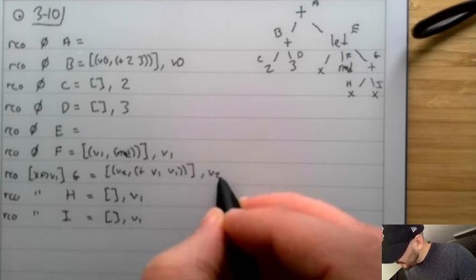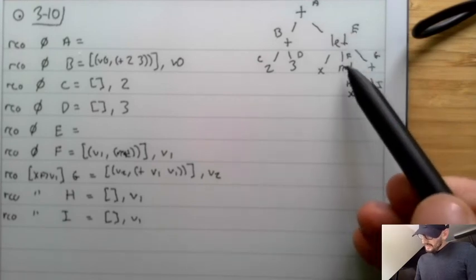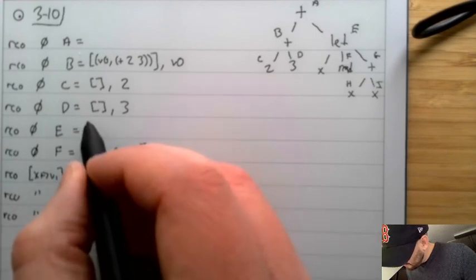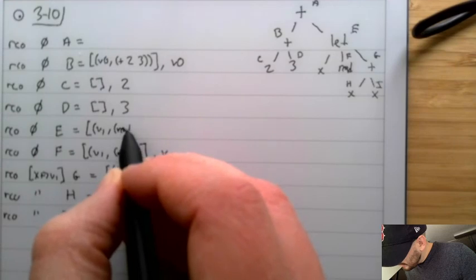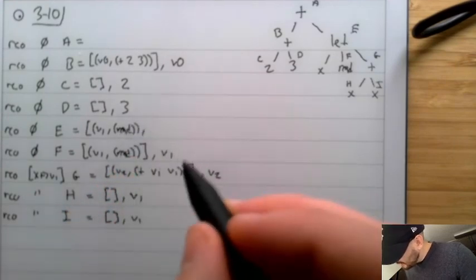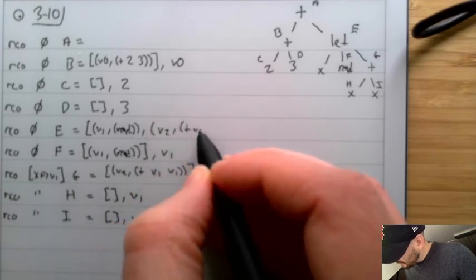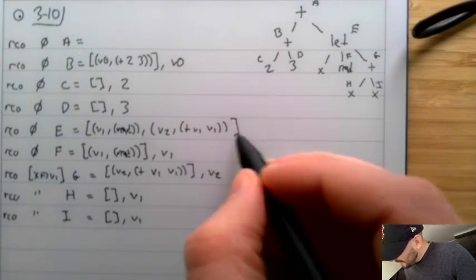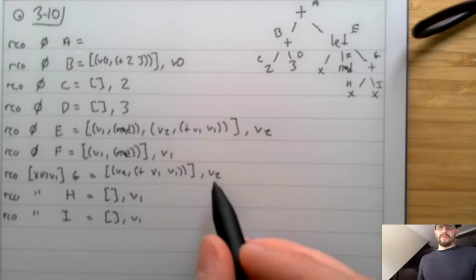And now we know that E has this for F and that for G, so we're going to combine them together. We're going to have the F first, which is going to say V1 goes to read. And then after that, we're going to have V2 goes to plus V1, V1. And then we're going to have V2 because that's the argument that got returned from the body G.